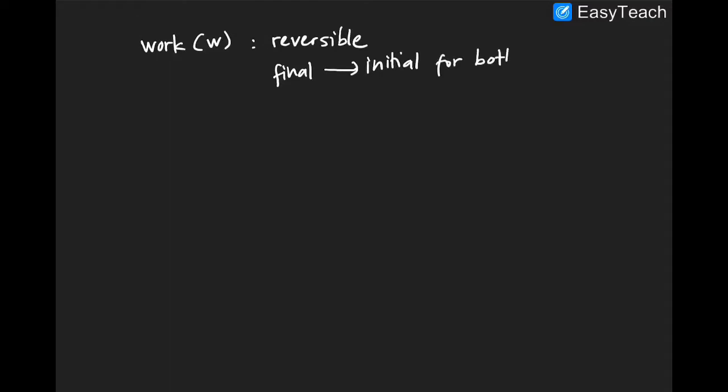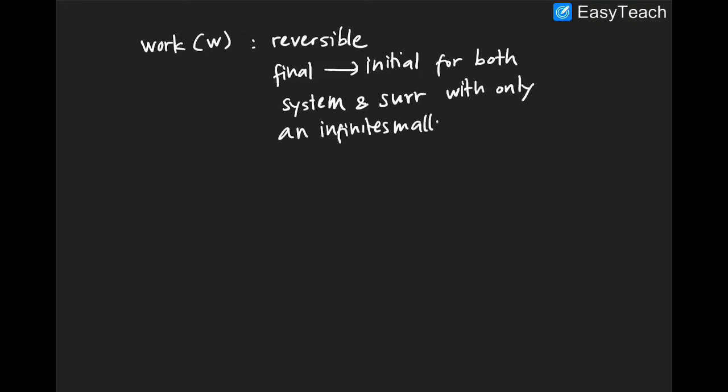Now we will discuss work, symbolized as W. We mainly will focus on the reversible work, where we can go back from a final state to the initial state for both the system and also the surroundings, with only introducing an extremely small change.